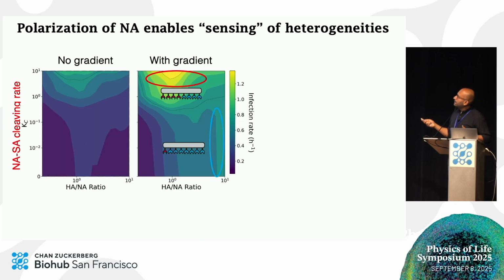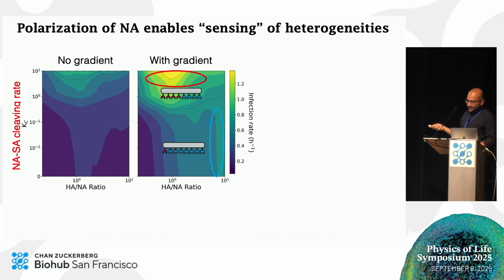So if I do the same kind of plot with the infection rate as heat maps, we see that the infection rate, first of all, increases by a lot with the gradient compared to without. But there's this population here that's around 1-to-1 or 2-to-1 HA to NA. That's good at exploration, but also at reading the environment. It does that by segregating energy generation from the reversible sampling of the environment. So by this segregation, you can both read the environment and also move.